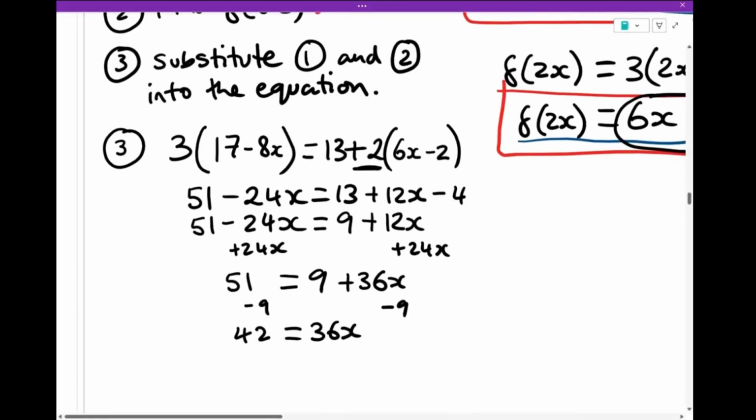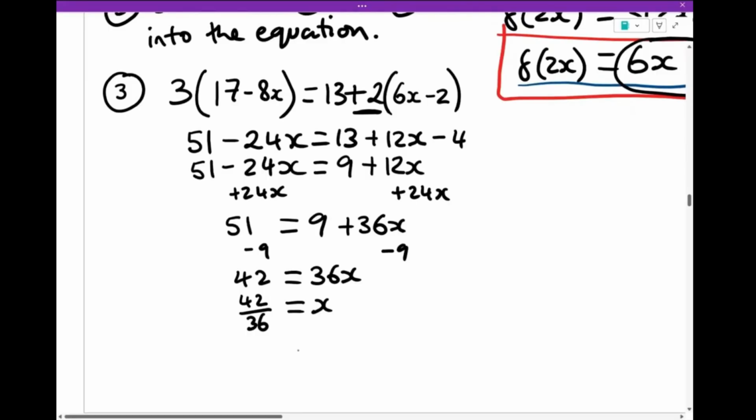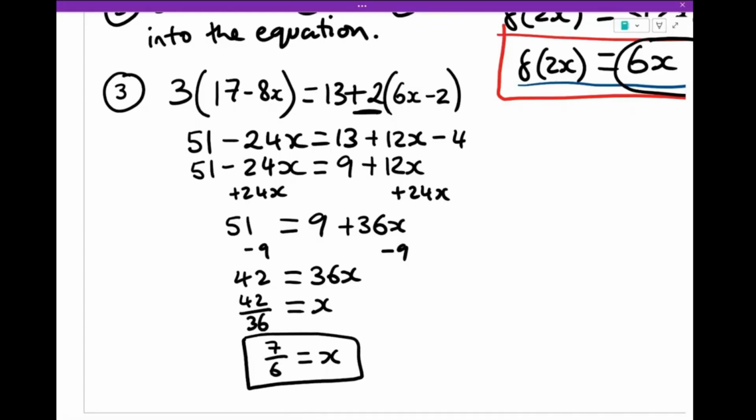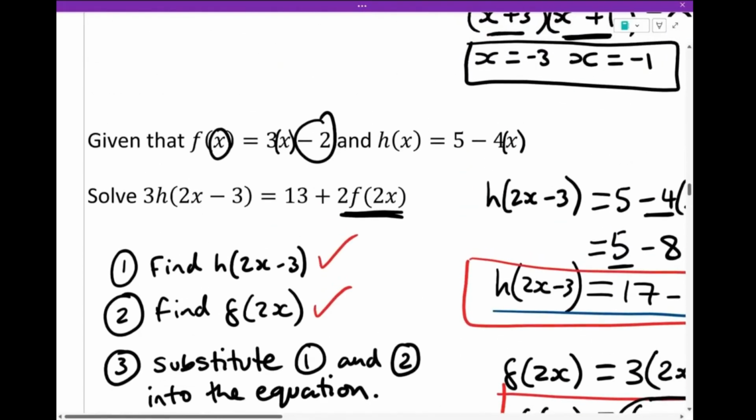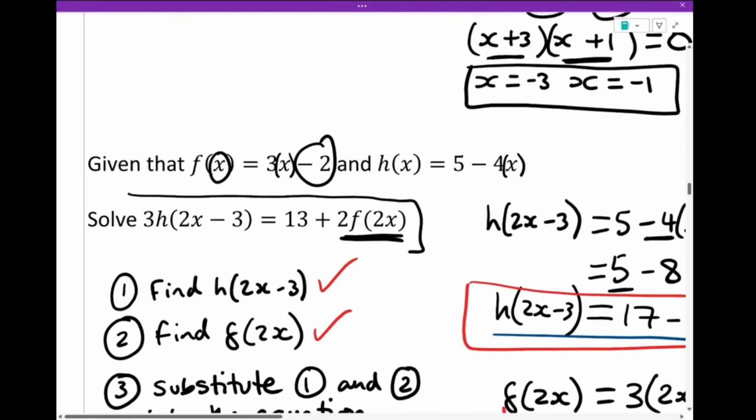And then we could divide by the 36. So we're going to get x is equal to 42 over 36, which I can simplify because there's a common factor of 6. So x is going to be equal to 7 over 6. And that is the solution to my equation. If I was to substitute that value into this equation here, both sides would be equal to each other.